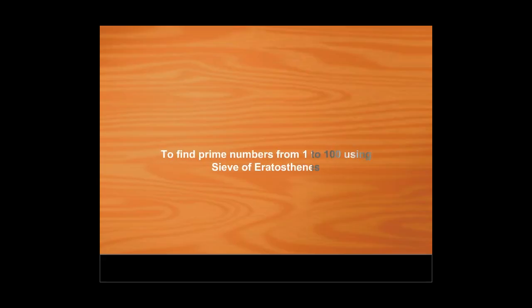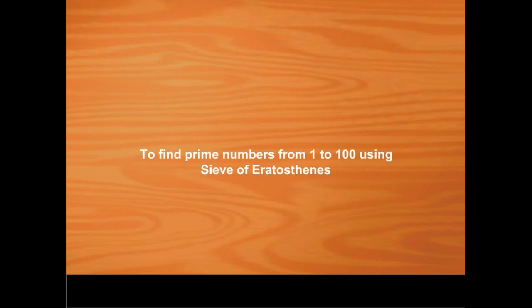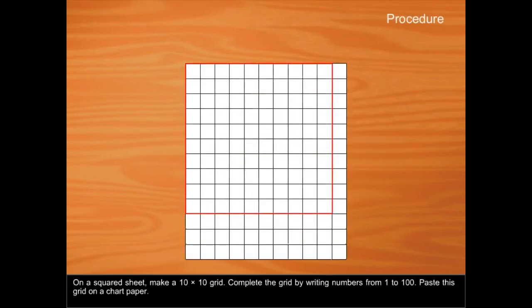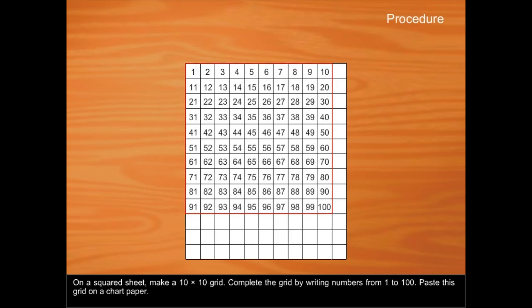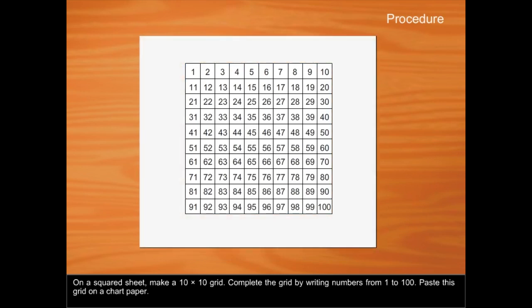Look at the animation. To find prime numbers from 1 to 100 using the sieve of Eratosthenes, on a squared sheet, make a 10 by 10 grid. Complete the grid by writing numbers from 1 to 100. Paste this grid on a chart paper.